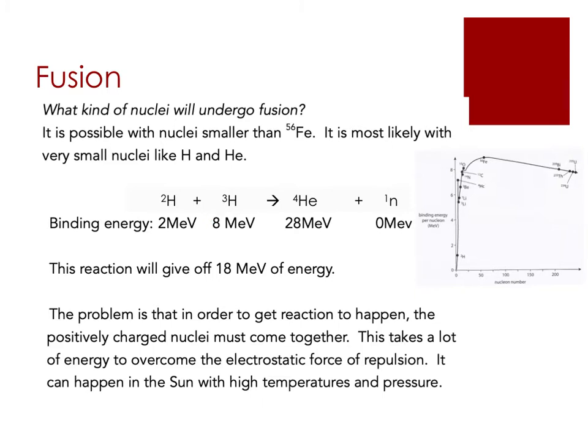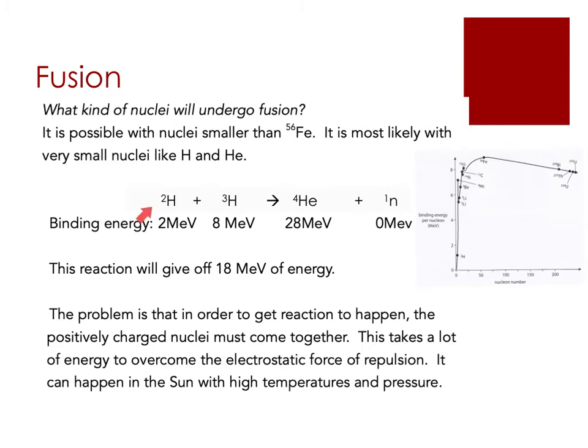Now, if I get them to combine together, I can get helium, which will be 2 protons. Remember, the number of protons determines the element, and it releases 1 neutron. This would be an example of fusion. This happens typically in the center of the sun. Obviously it releases a lot of energy. It's the fuel for the sun.